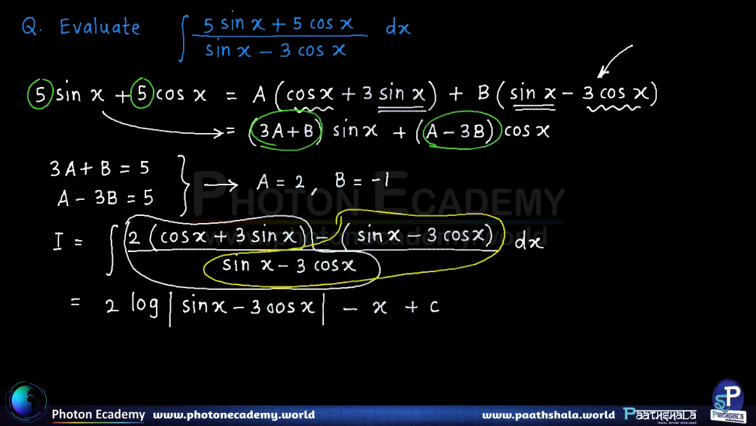Now the same procedure applies even if we have the integral of the other form, that is involving the exponential term e raised to x. There is exactly the same procedure.